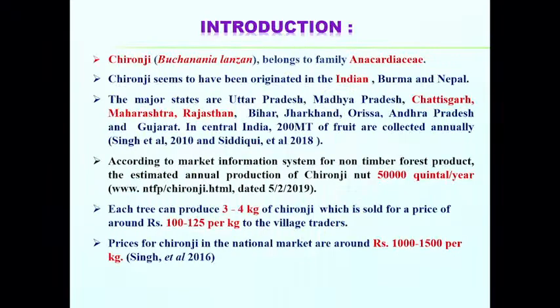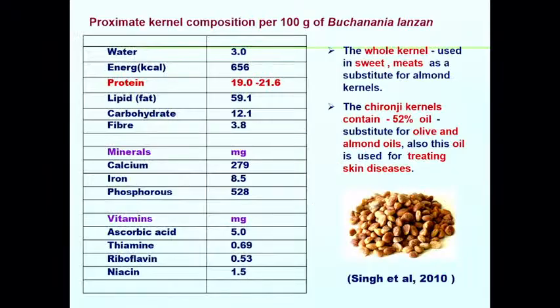Now regarding the introduction, in India the major states growing it are Chhattisgarh, Maharashtra, and Rajasthan. Nearly 3 to 4 kg we get from a tree, and it is sold at 100 to 125 rupees per kg, and if we process or decorticate it, then the value will increase to 1500 per kg.